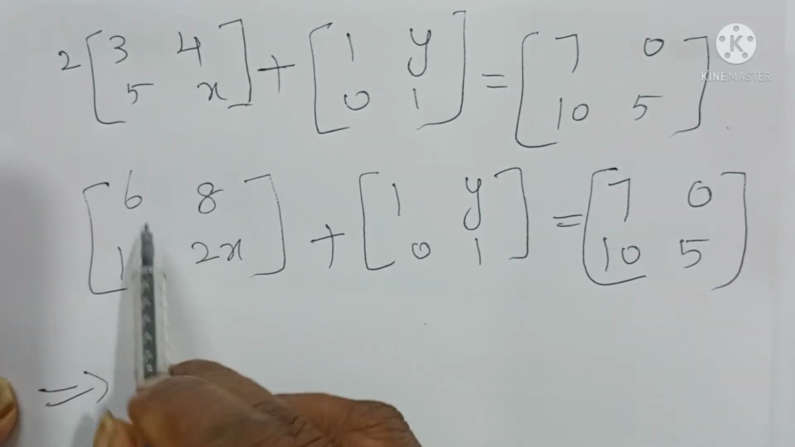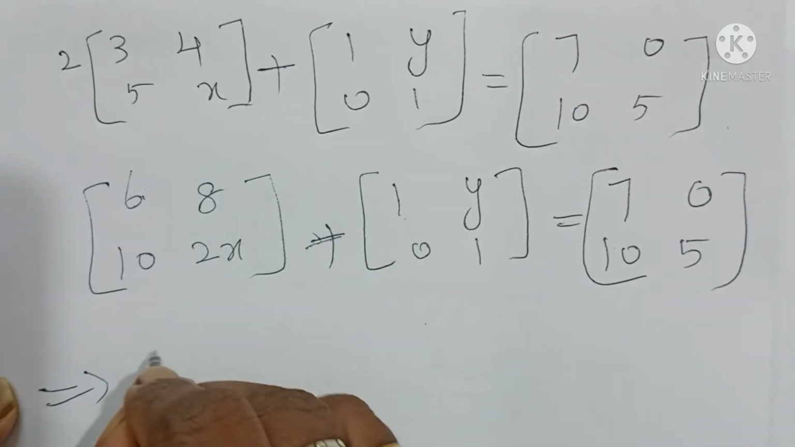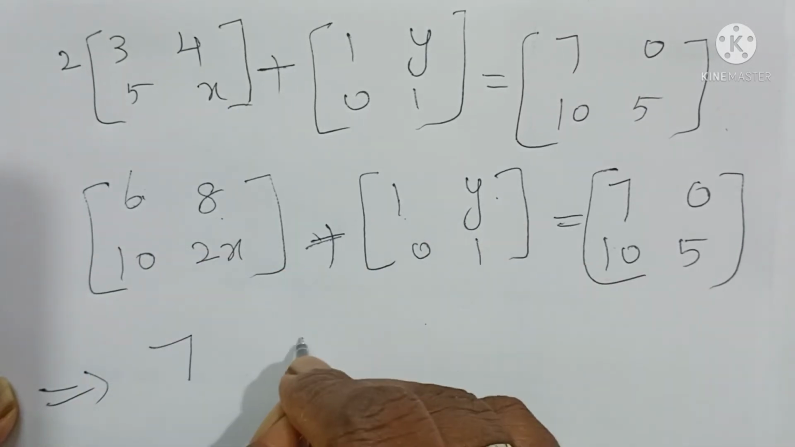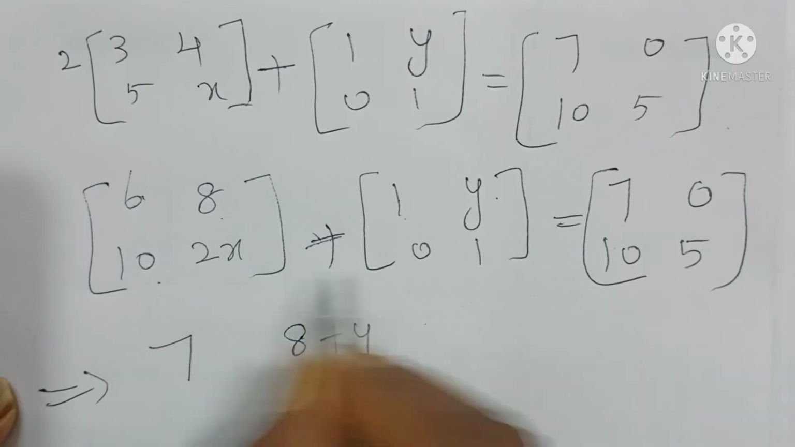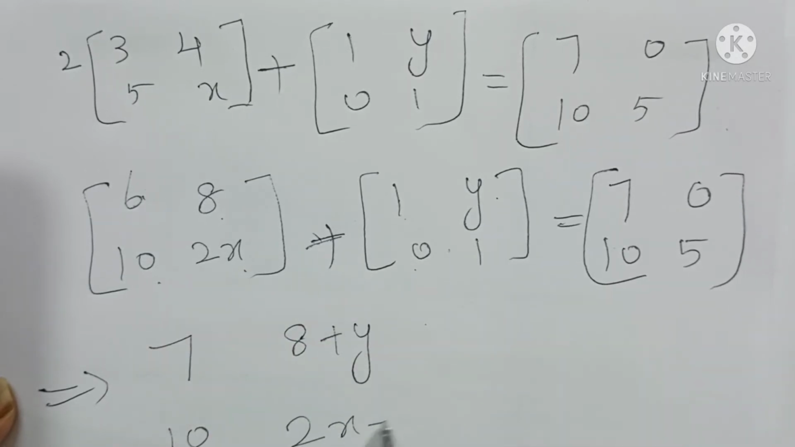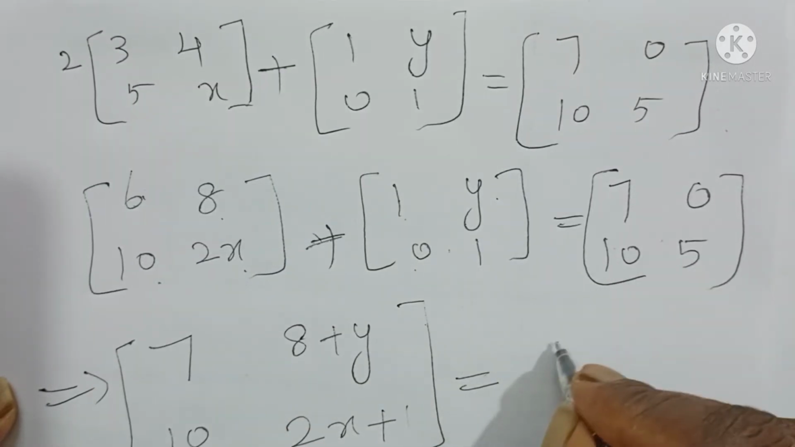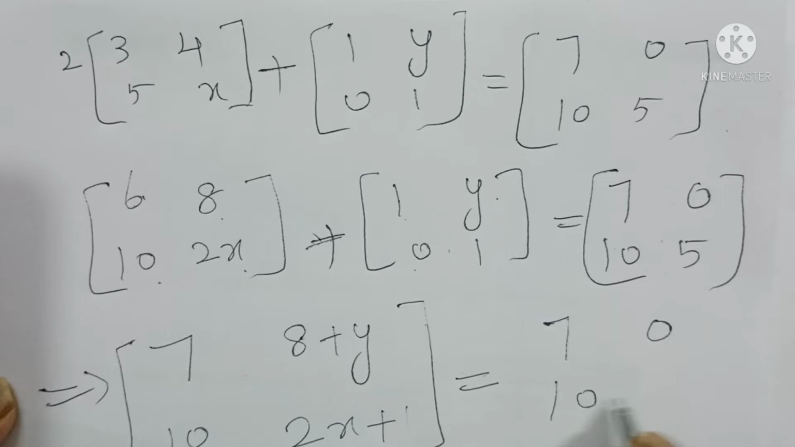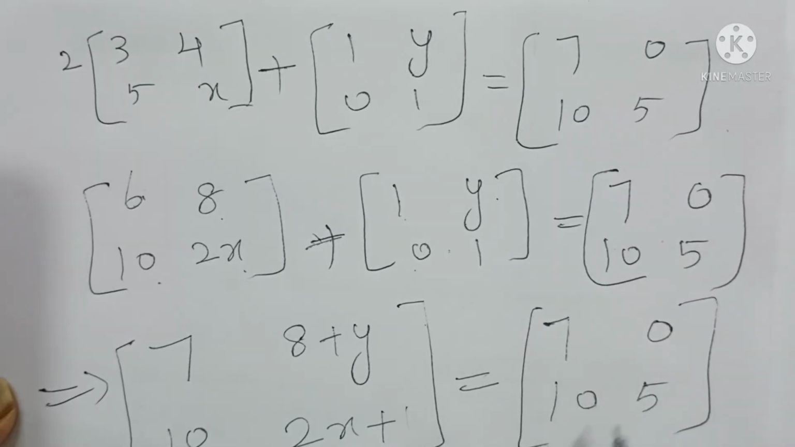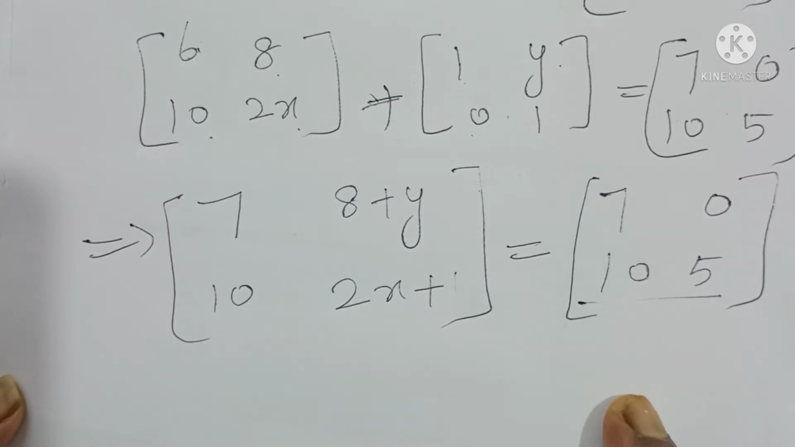This implies you have to add this one here, the plus symbol is there. So what is 6 plus 1? 7. Here 8 plus y. Here 10 plus 0, 10. Here 2x plus 1, which is equal to the same matrix you have to write. Now here a 2 by 2 matrix, here a 2 by 2 matrix, so you can equate the corresponding terms.